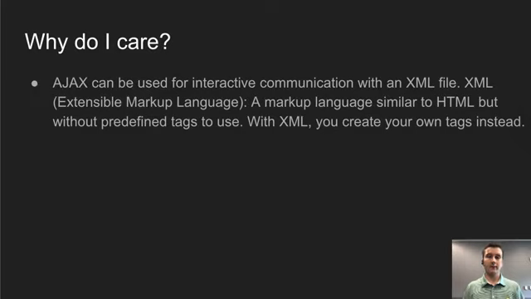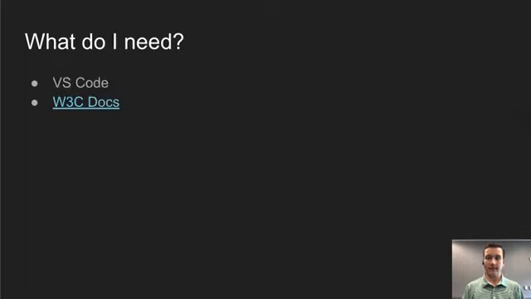So, Ajax. Why do I care? Ajax can be used for interactive communication with an XML file. XML, Extensible Markup Language, is a markup language similar to HTML, but without predefined tags to use. With XML, you create your own tags instead. So, let's try an example.